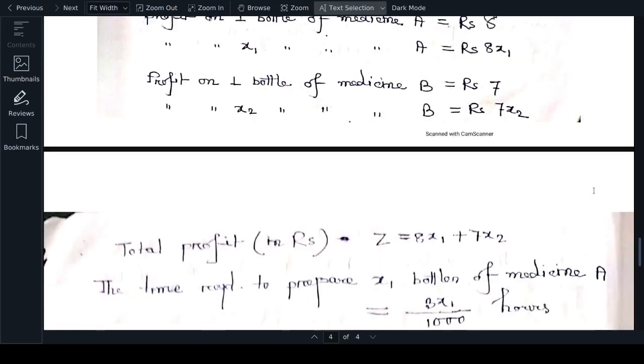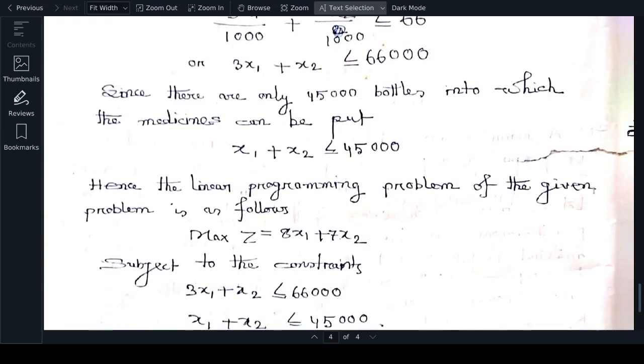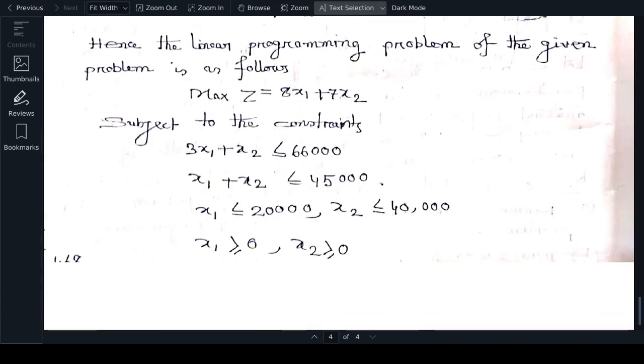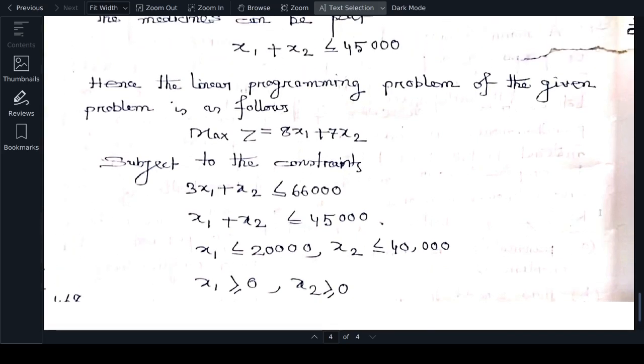So in the linear programming problem you see, maximize Z equal to 8x1 plus 7x2, subject to the constraints 3x1 plus x2 less than or equal to 66,000, x1 plus x2 less than or equal to 45,000, and x1 less than or equal to 20,000, x2 less than or equal to 40,000. And here x1 and x2 are the number of bottles of medicine A and B, so they cannot be negative. So x1 greater than or equal to 0, x2 greater than or equal to 0. So in this way, we formulate the linear programming problem.